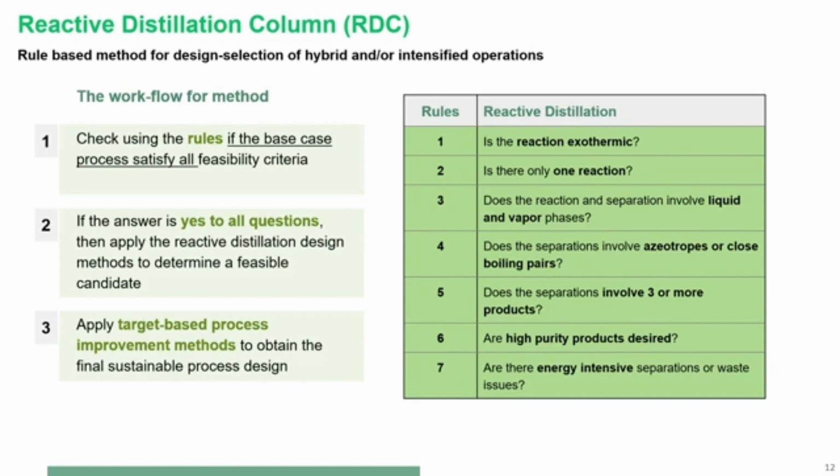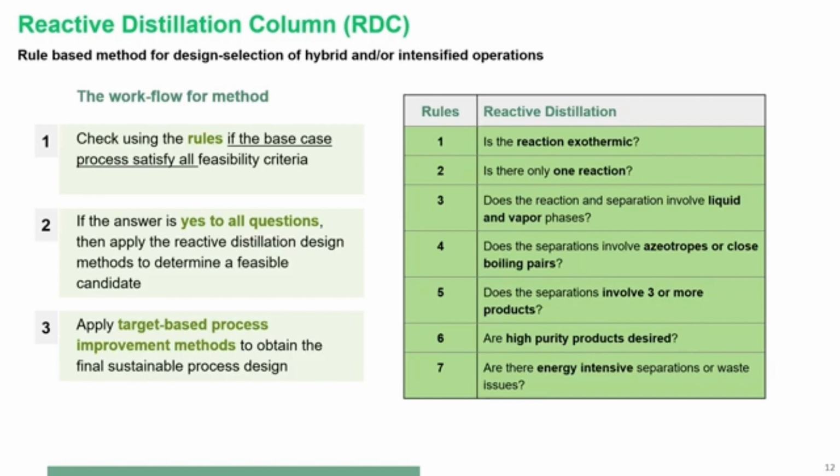To apply the reactive distillation column, or RDC, we have to apply the workflow shown on the left-hand side. First, we apply the set of rules and, based on the answers, decide if RDC is feasible or not. Then, if all the answers are yes, we go to step 2, process intensification, to design the RDC that will match the process specification. Then, we go to step 3 to apply the target-based process improvement methods to obtain the final sustainable process design.